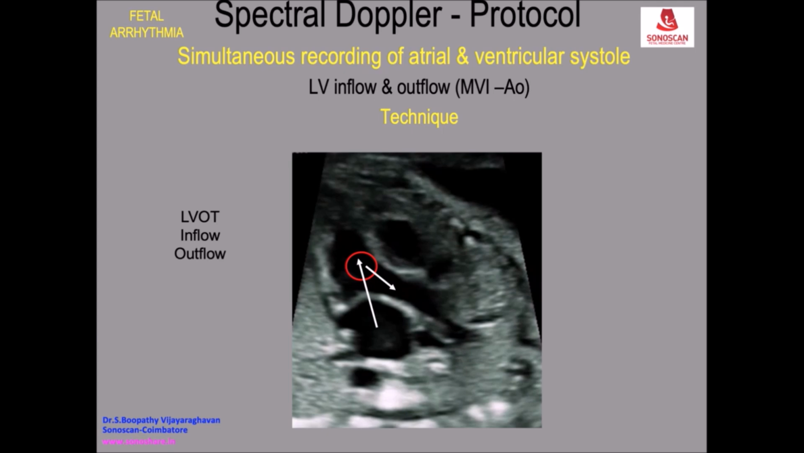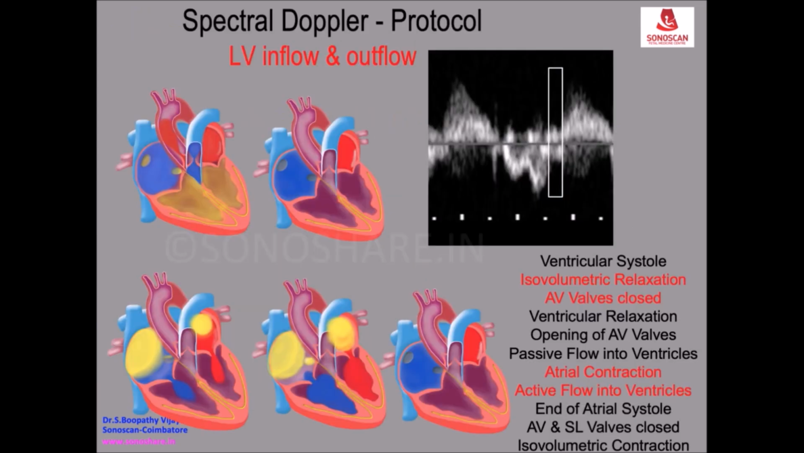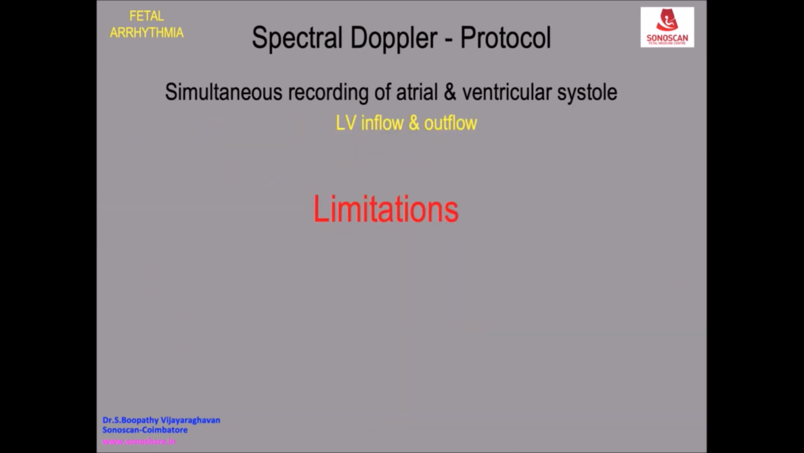Put the spectral sample volume within this circle. We will get both the tracing of the inflow, mitral inflow, and the aortic outflow of the ventricle, which is shown as the A wave. Then we get the V wave above the baseline, that is the ventricular systole due to flow in the great arteries, ventricular systole, where the AV valves and semilunar valves are still closed. So this is the isovolumetric contraction. So the VA interval and the AV relationship.